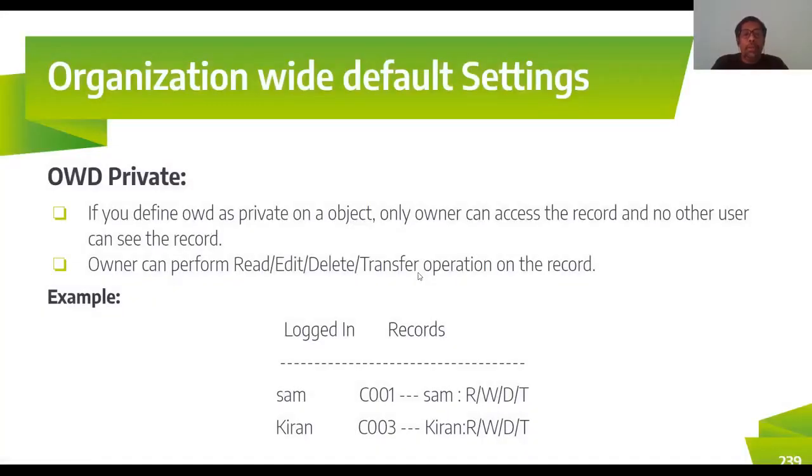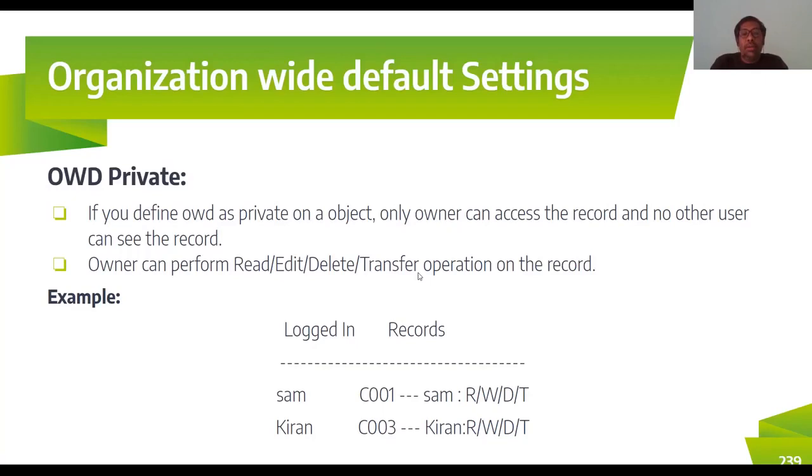Now let us see them one by one: what is OWD private, what is OWD public, what is OWD read/write. When it comes to OWD private, you can define OWD as private on an object. Only the owner can access the record and no other users can see it. When a record is marked private, only the owner has access to edit, delete or work on the record. Other users cannot perform anything. The owner can perform read, write, delete and transfer operations on this record.